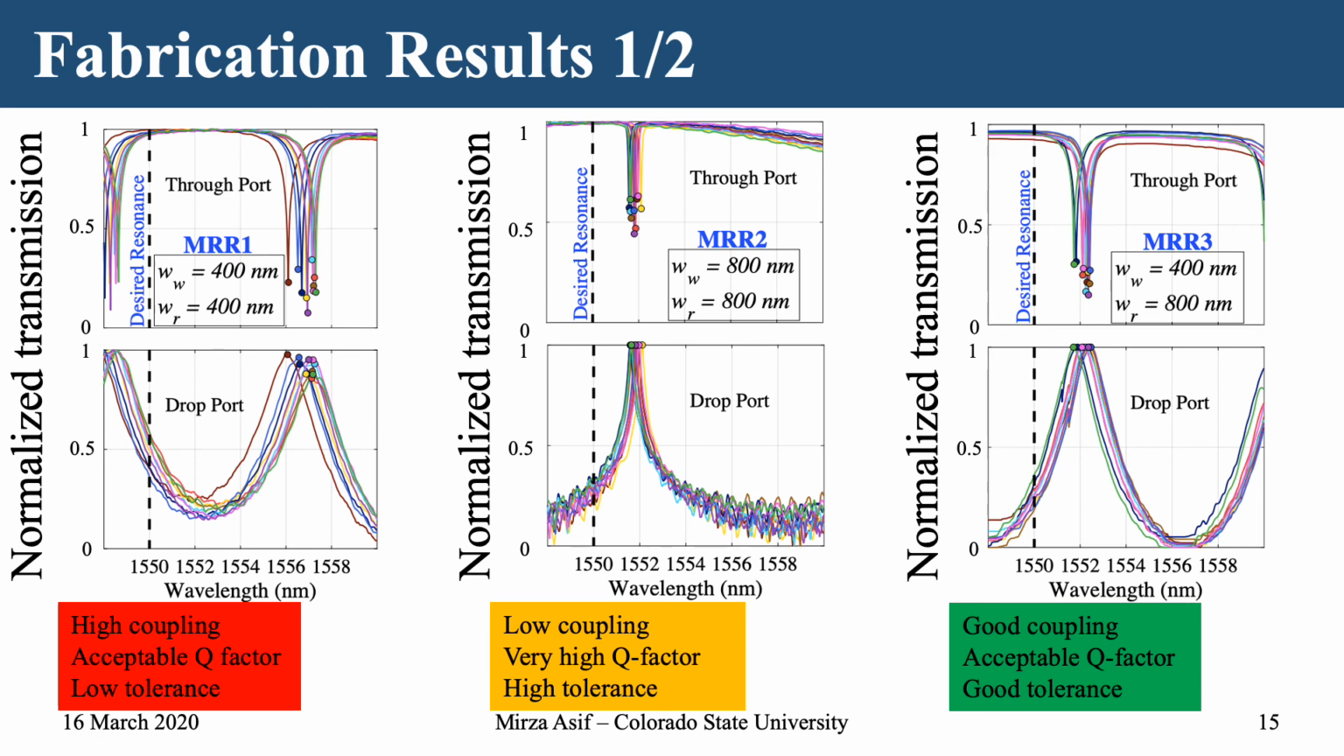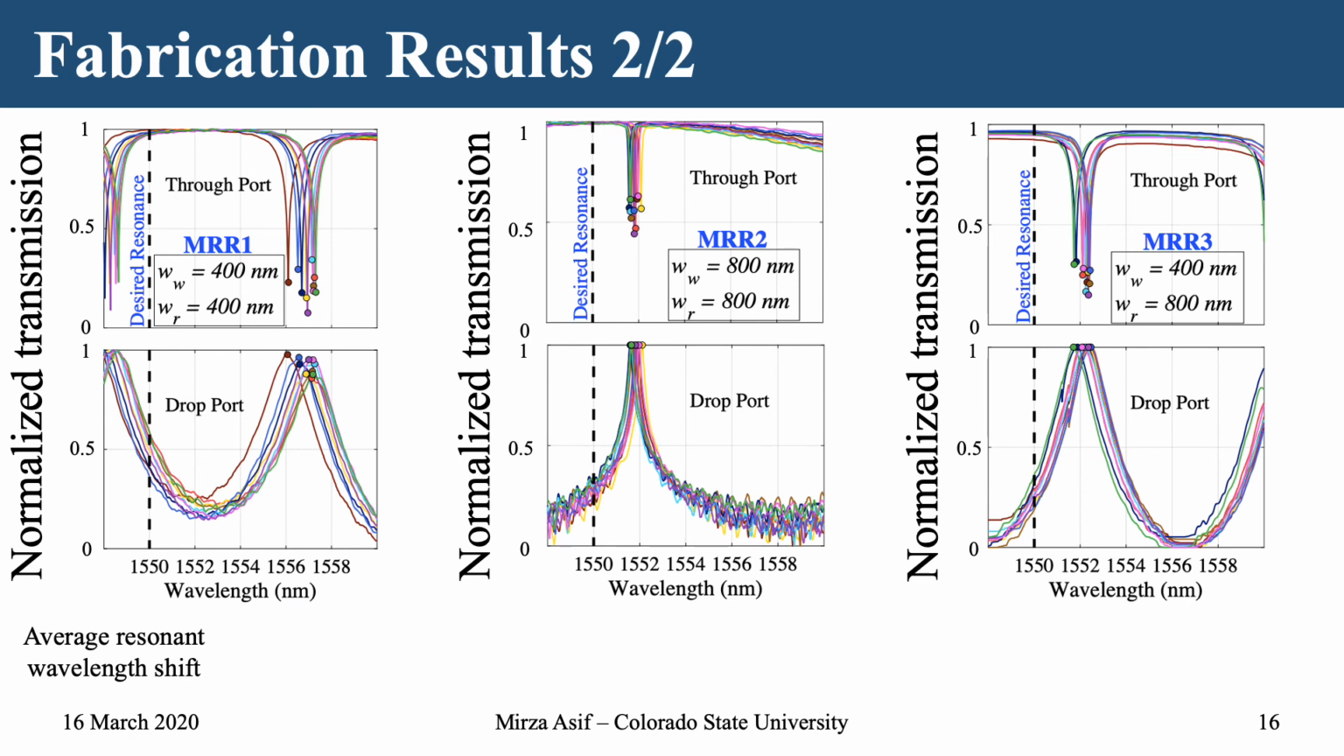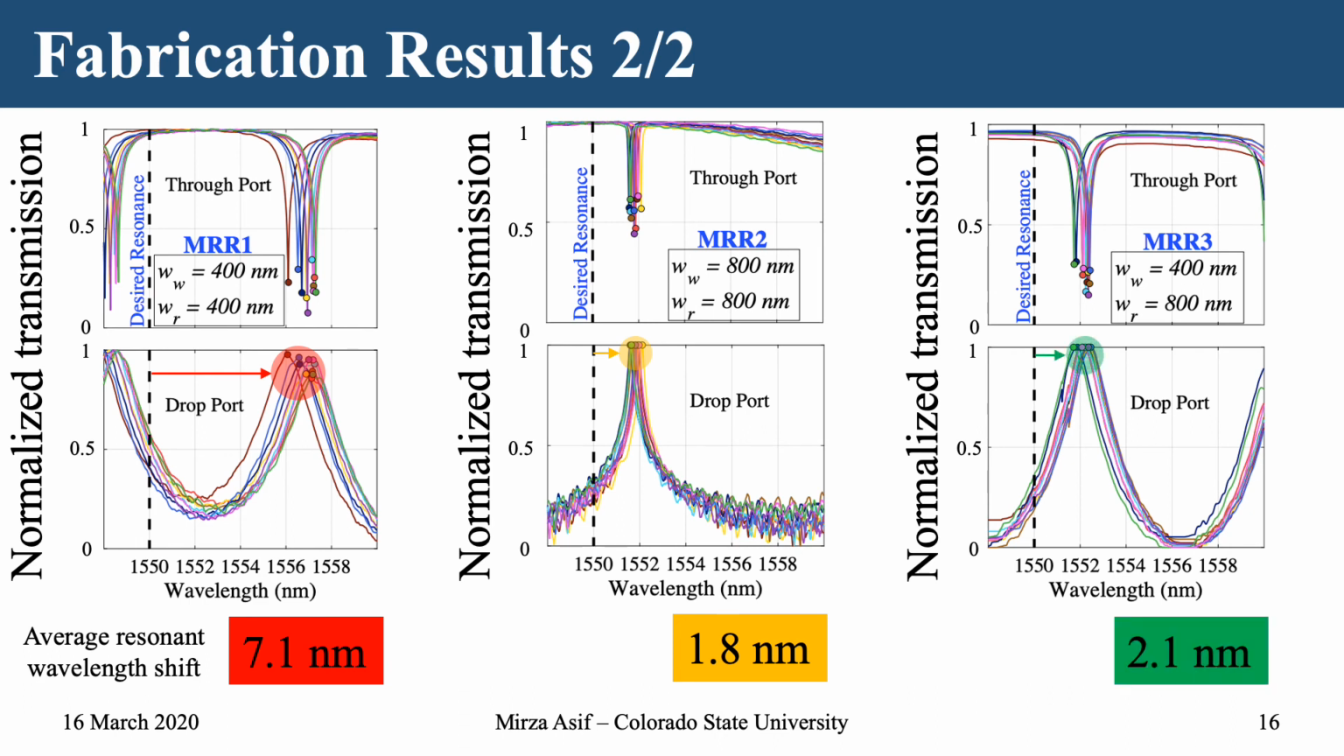good tolerance as we see in microring resonator 2. To speak more about resonant wavelength shift, in microring resonator 1 the average resonant wavelength shift is about 7.1 nanometers, and in microring resonator 2 the average resonant wavelength shift is about 1.8 nanometers, which says it's highly tolerant to any variations which occur. In the proposed model, where the input waveguide width is set to 400 and the ring waveguide width is set to 800 nanometers, the average resonant wavelength shift is about 2.1 nanometers.